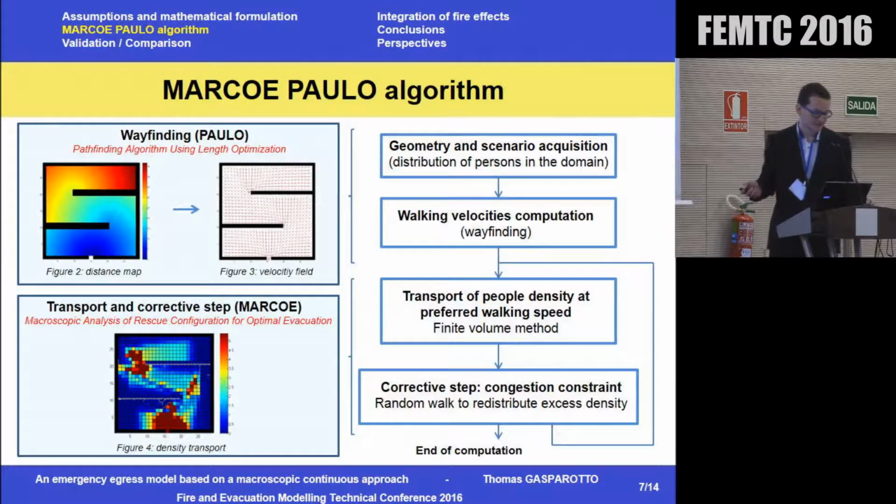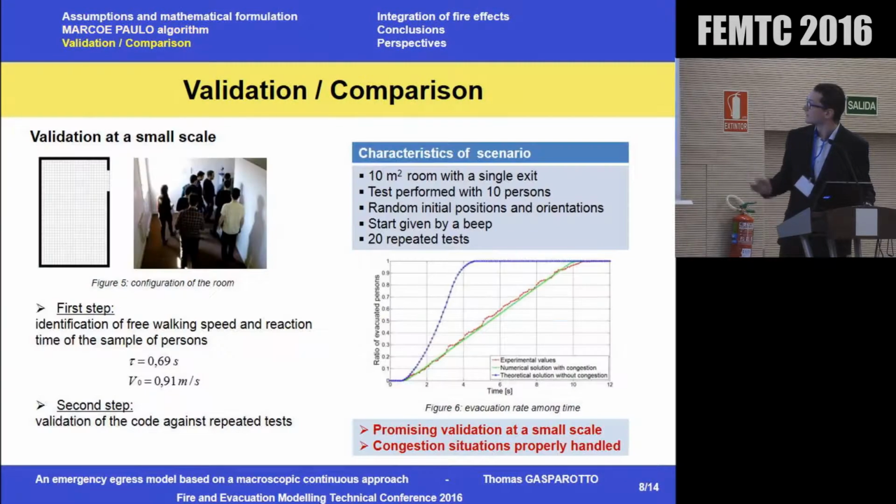So this algorithm and its implementation had to be confronted against real data. And as a first validation, I carried out an experiment at a very small scale in a very simple configuration, which is a 10 square meter room with a single exit. A GoPro camera was set at the door in order to take evacuation times of persons and to determine at each moment the number of persons who were out of the room. 20 repeated tests were carried out with 10 persons whose initial positions and orientations were randomly chosen and whose characteristics were determined in the preliminary steps.